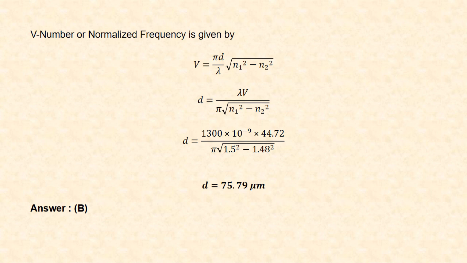Now rearranging, we have D is equal to lambda into V divided by pi into root of n1 square minus n2 square. Substituting lambda is equal to 1300 into 10 to the power minus 9 and V is equal to 44.72 and n1 is equal to 1.5 and n2 is equal to 1.48. We have the core diameter as 75.79 micrometer. So option B is the correct answer.